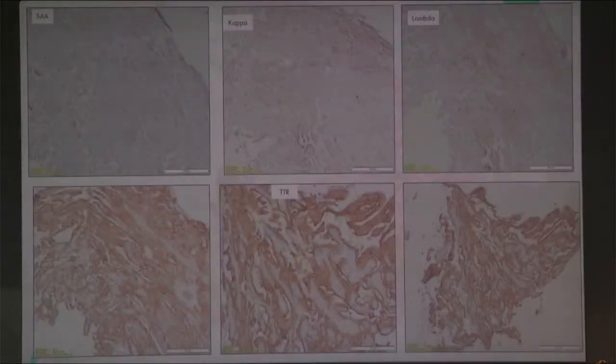Once amyloid deposition is confirmed, we have a panel of immunohistochemical antibodies: serum amyloid A protein, kappa light chain, lambda light chain, and transthyretin. We do it routinely in all endomyocardial biopsies suspected for cardiac amyloidosis. Depending on the interpretation, in this image, it is negative for SAA, negative for kappa, negative for lambda, maybe mild positivity, but this patient showed strong positivity for transthyretin type of amyloid.